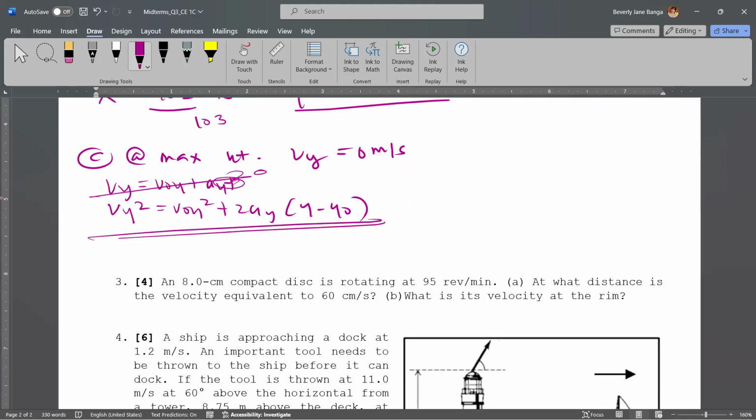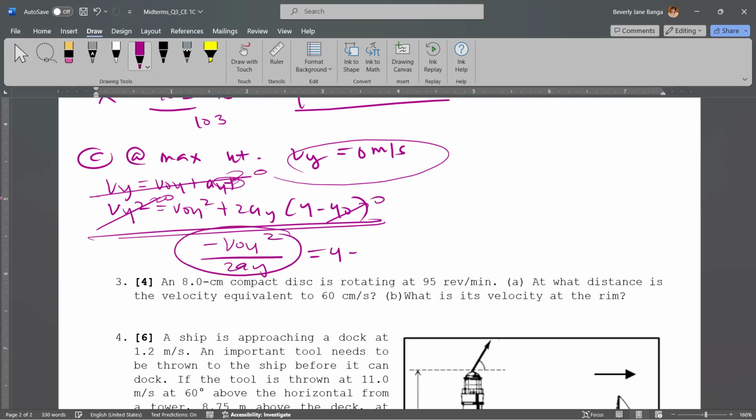Pwede ko siyang gamitin. Ma'am, di ba pang kinematics yan? Yeah. But, pang one-dimensional kinematics, yeah. But then, you need to take note that same yung principle natin ng free fall with the principle of your projectile. So, Vy is 0. I have negative Voy squared over 2Ay is equal to y, no? Assuming that y naught is 0.